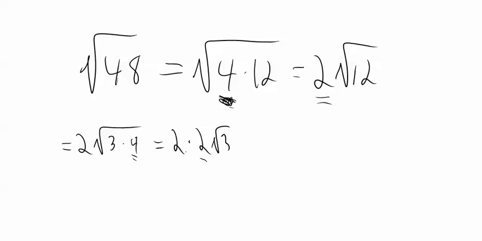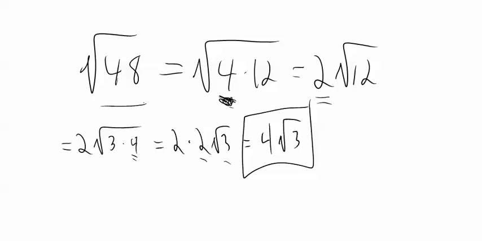Now in doing so, I get 2 times root 3. I can't multiply a radical and a whole number together, but I can multiply the 2's together, in which case I'm going to get, well, 2 times 2 is 4 root 3. And so that actually is my final reduced answer of the square root of 48. It becomes 4 root 3.